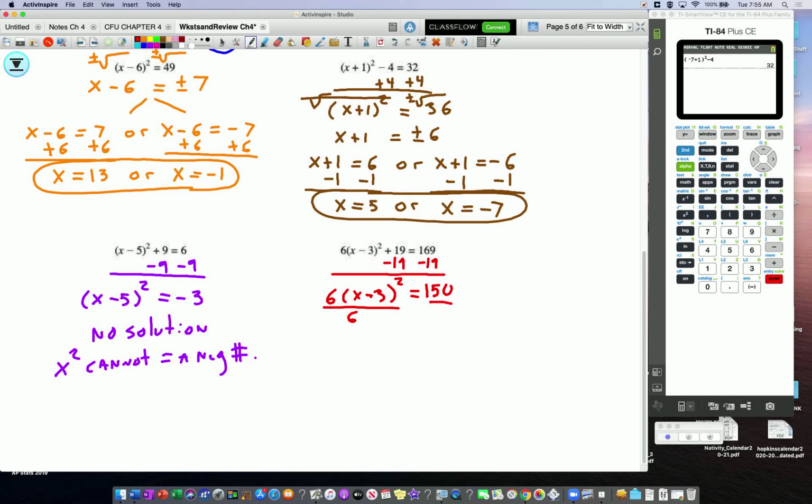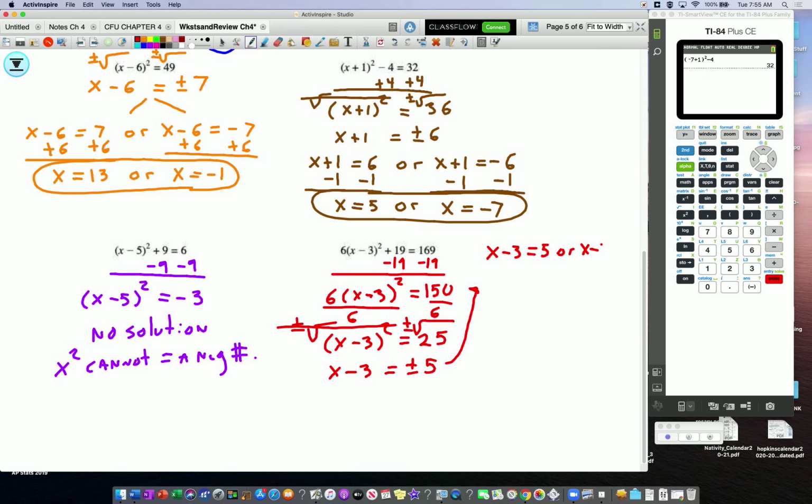Divide by 6. X minus 3 quantity squared equals 25. Square root, plus minus. So it crosses out on this side, so I'm left with x minus 3 equals plus or minus 5. So again, this tells me two equations. So I'm going to just kind of move this up here a little bit. So one of the equations is x minus 3 equals 5, or x minus 3 equals negative 5.